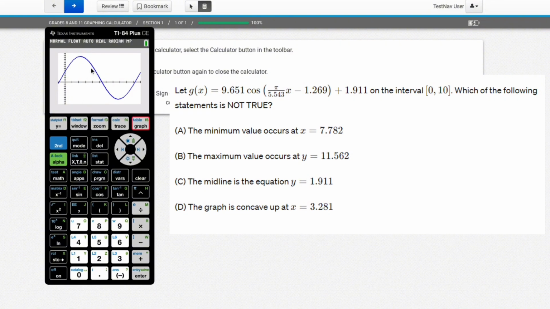Well, if you want to find out what the y value is, and if the y value is greater than the midline number, which is 1.911, you can hit second calc and type in your value at 3.281. And since that number is much bigger than 1.911, that number occurs above the midline where it just so happens to be concave down. So after all of that, of course, it was option D that was the lie, and we want the one that is the lie, so we are going to circle D.